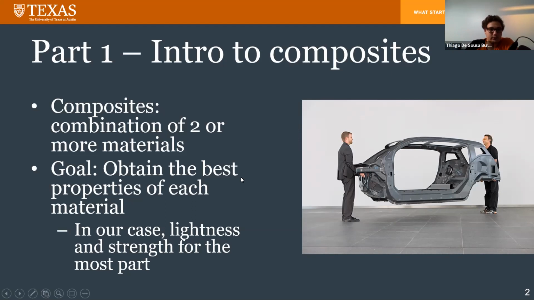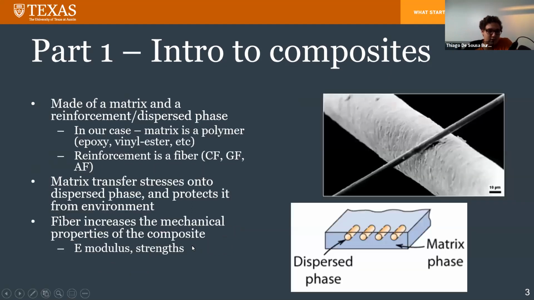All right. So composites in general are made of matrix and reinforcement. The reinforcement is also called a dispersed phase. In our case, the matrix, like I mentioned, is a polymer, and it's usually a type of resin. So epoxy, vinyl ester, polyester resins are the ones that we usually use with our composites. And the fiber is carbon fiber, glass fiber, aramid fiber. Aramid is usually known as Kevlar by its trade name, I suppose.